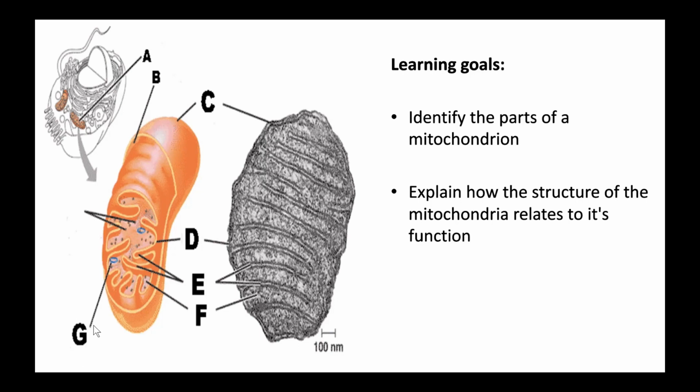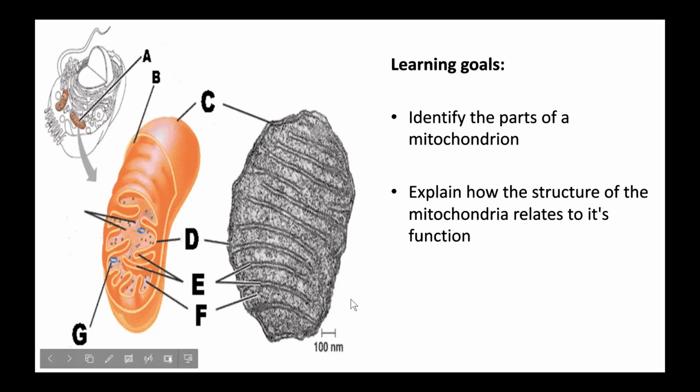Then G is showing you a little bit of DNA, because mitochondria have their own DNA separate from the DNA in your nucleus. And this one, whose label got cut off, this is pointing to some ribosomes, because your mitochondria also makes its own proteins. So mitochondrial DNA, mitochondrial proteins are separate from the rest of the cell. We labeled the parts. Now let's talk about why the structure is important to the function.